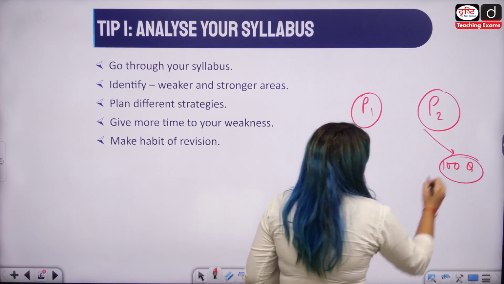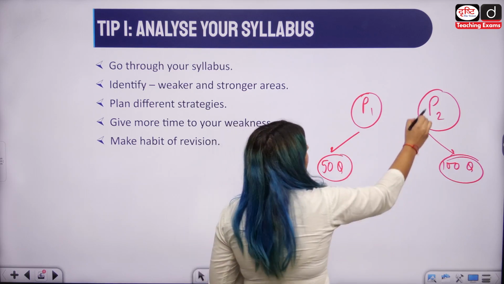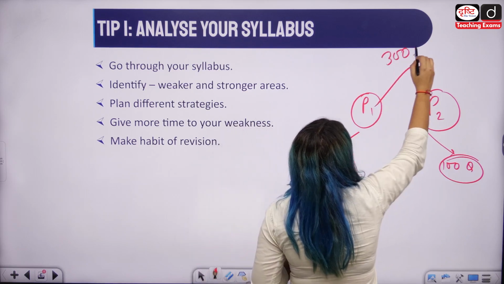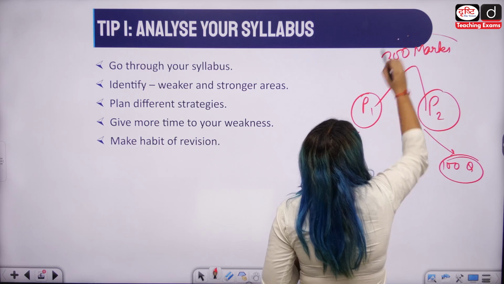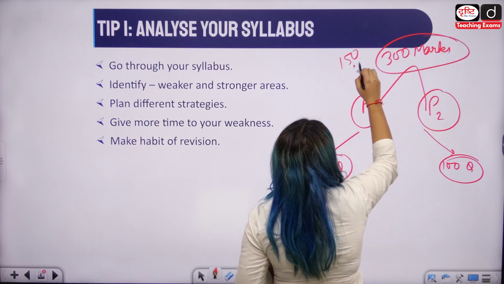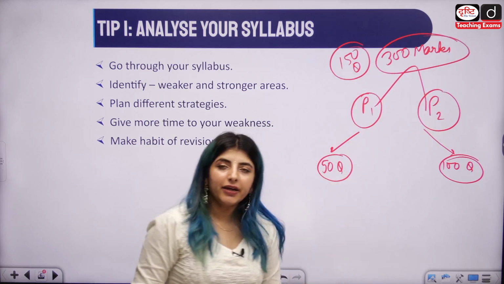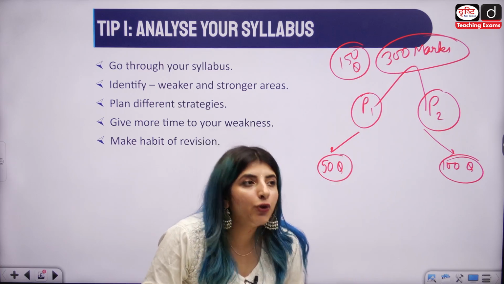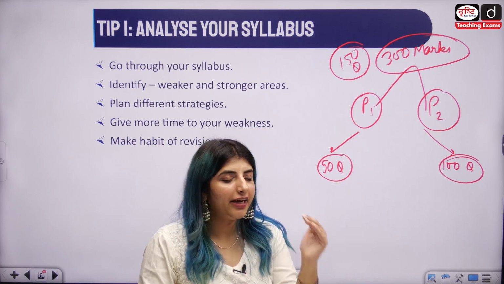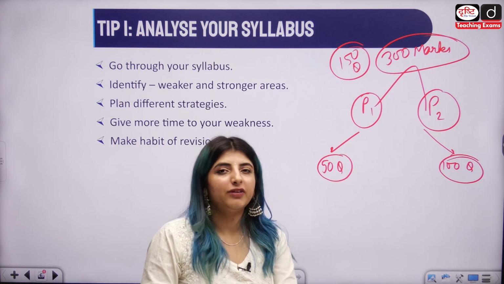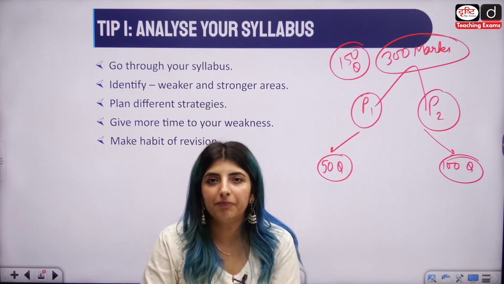Here we have 100 questions, which makes it a paper of 300 marks in totality, correct? With 150 questions in total, correct? So what you need to know is that each and everything is provided on the NTA NET website.